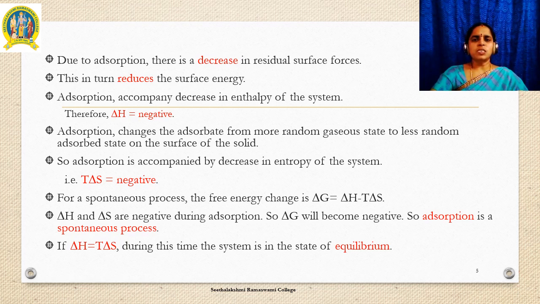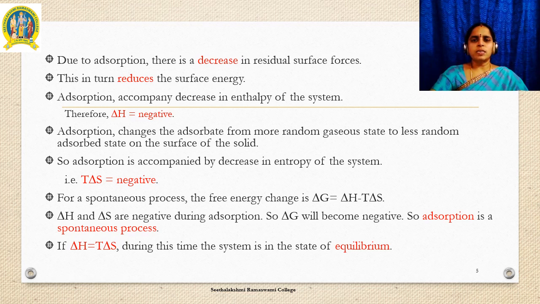Adsorption also changes the adsorbate from a more random gaseous state to a less random adsorbed state on the solid surface. The randomness decreases. The decrease in randomness confers a decrease in entropy of the system. As the entropy of the system decreases, the change in entropy becomes negative. Delta H and delta S are both negative during the adsorption process.